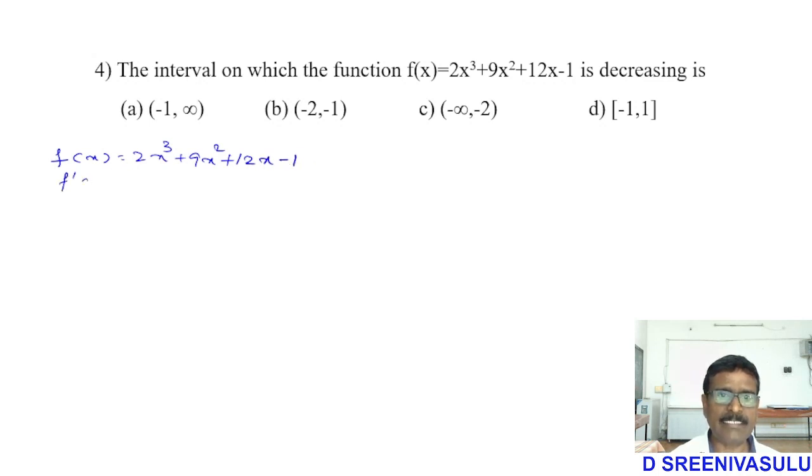What is f dash x? f dash x is 2 times 3 is 6x square plus 9 times 2 is 18x plus 12, x differentiation 1, 1 differentiation 0, no need to take. Then this is equal to taking 6 common, x square plus 3x plus 2.